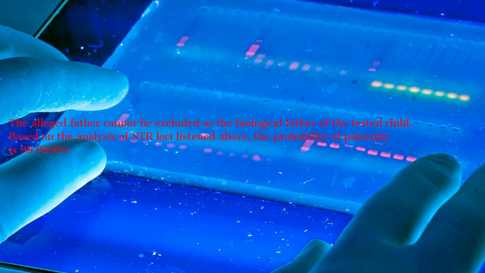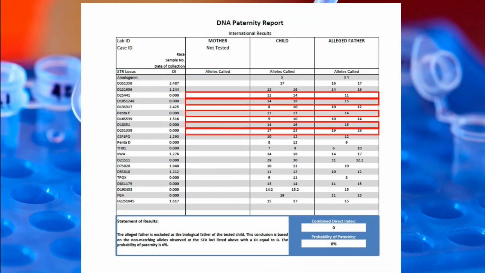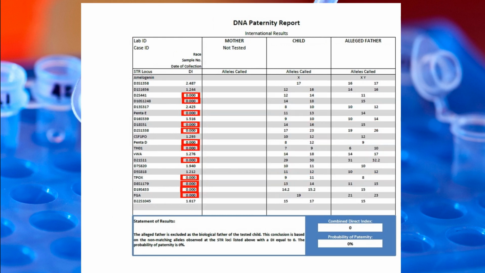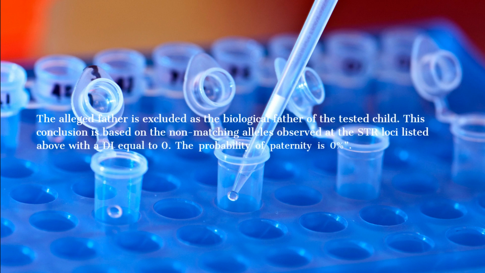99.9999%. Conversely, if the tested father is not the child's biological father, the results will be exclusion of paternity. The probability of paternity in this case would be 0%, and the statement of results on the report will read, "The alleged father is excluded as the biological father of the tested child." This conclusion is based on the non-matching alleles observed at the STR loci listed above with PI equal to 0. The probability of paternity is 0%.